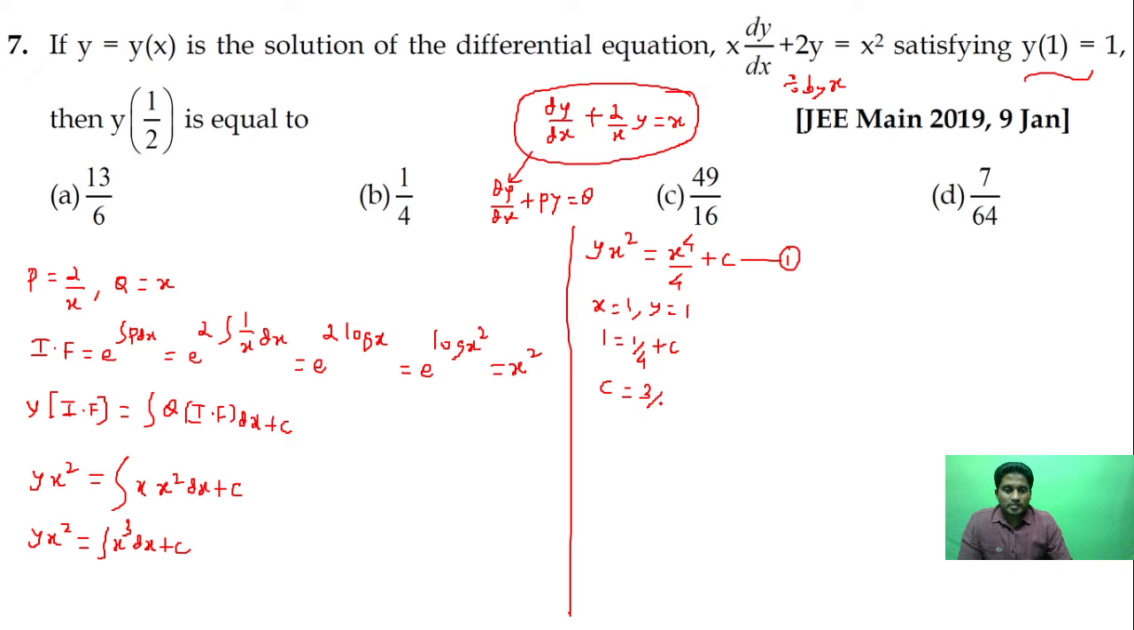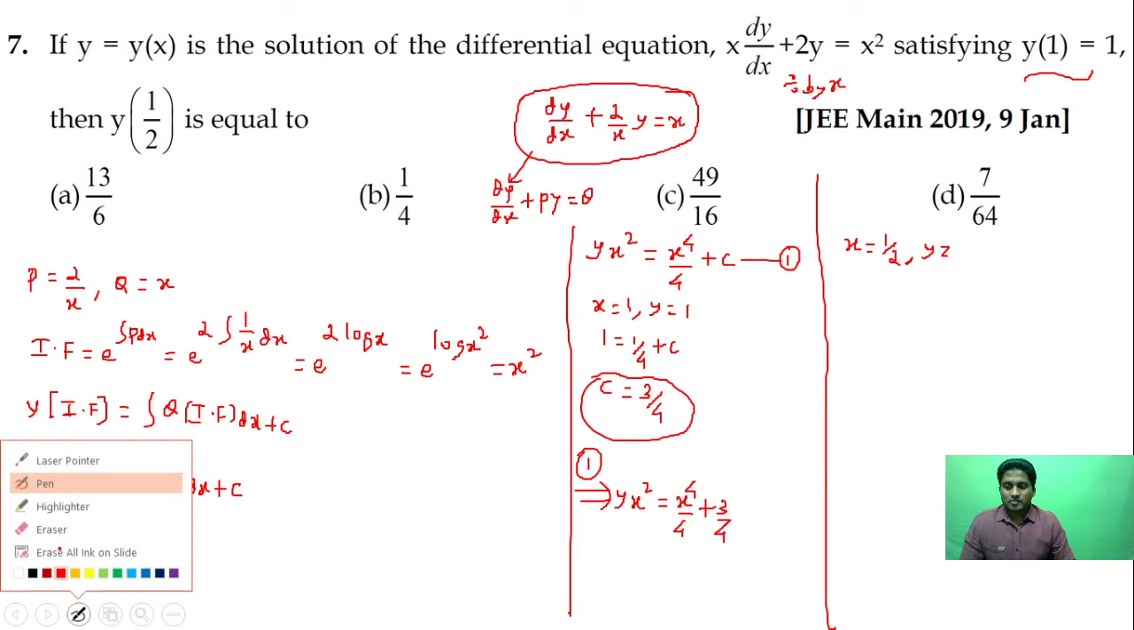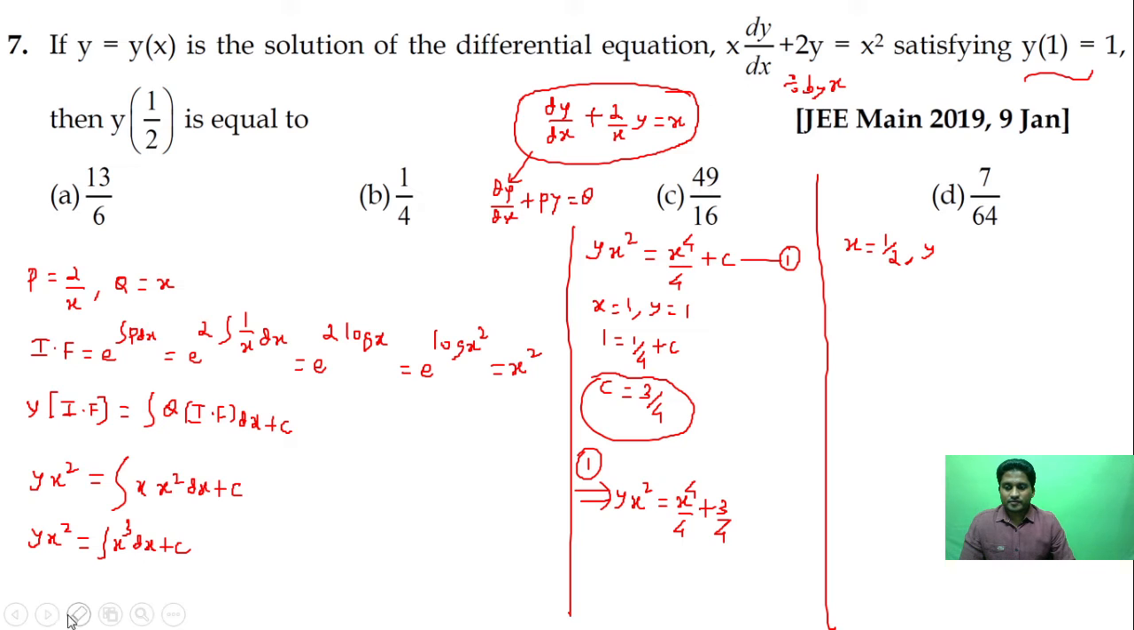If I substitute in equation 1, you get y into x square is equal to x to the power of 4 divided by 4 plus 3 upon 4. Okay, what am I supposed to find? What is y of half? That is, when x is equal to half, what should be the value of y?